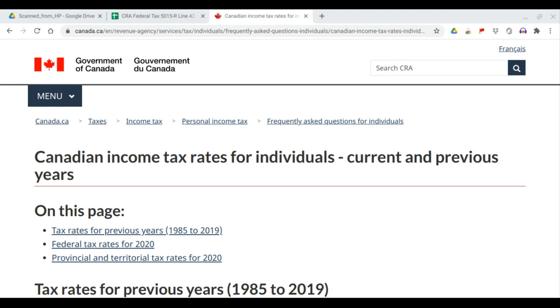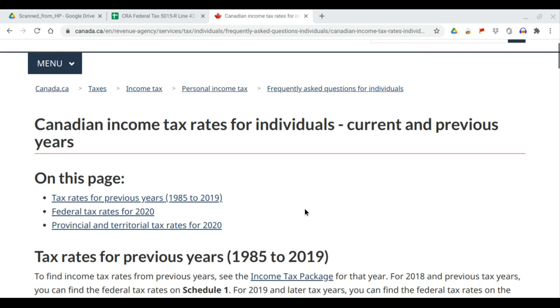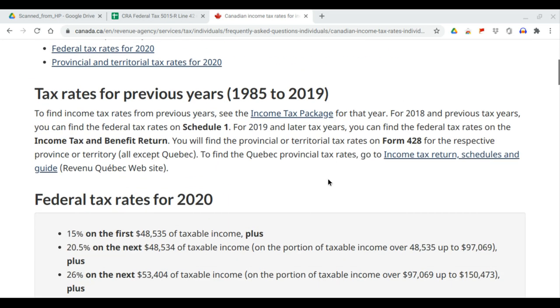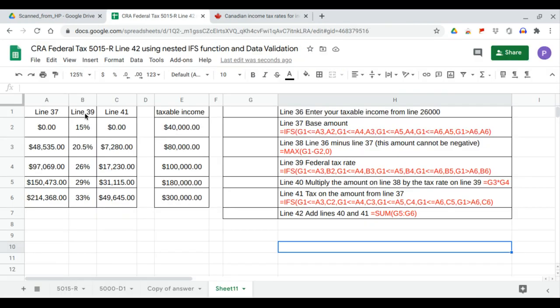You will use the ifs function, the nested ifs function, and data validation to calculate the federal tax. We begin with the tax rate: 15%, 20.5%, 26%, 29%, and 33%. And this makes up line 39.